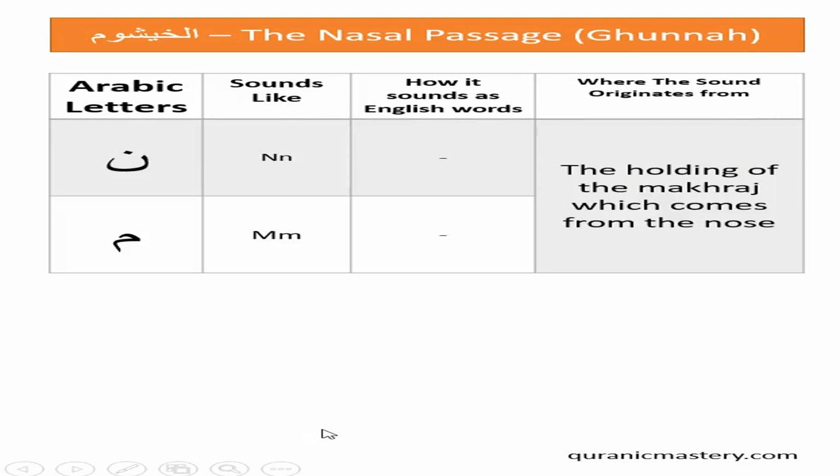The next one is the ghunna. Okay, al-khayshum. Al-khayshum is the nasal passage. So the al-khayshum is the noon and the mim. So this is the holding of the makhraj which comes from the nose.